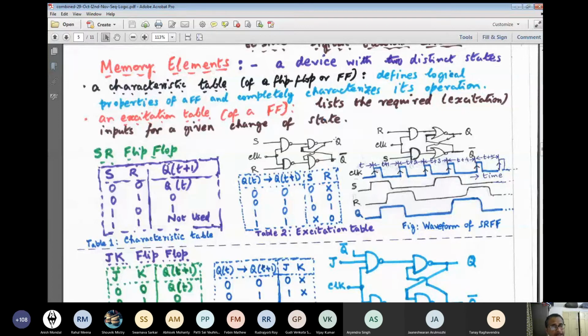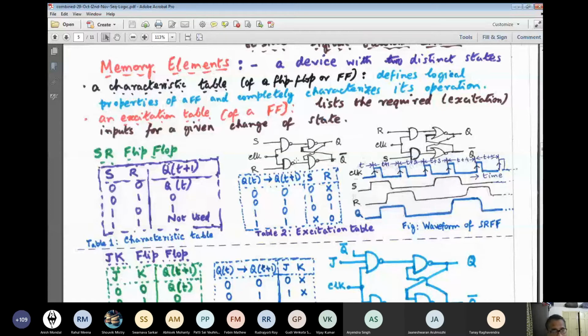For this, S and R both becoming 1 are prevented. For one thing, Q and Q bar both are forced to logic 0 or logic 1. That defies the definition of complementary, that contradicts the definition of complementarity. And also, when S and R become stable at both 0, then I cannot predict for sure whether Q will be 0 or 1. That means unpredictability is there. That's why this particular assignment is forbidden. That is the reason.